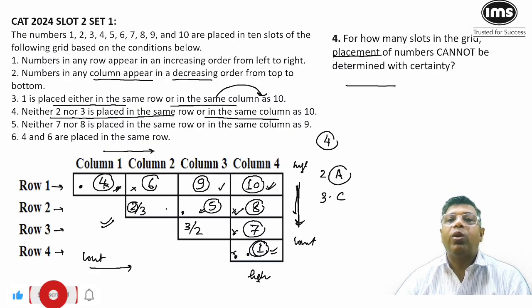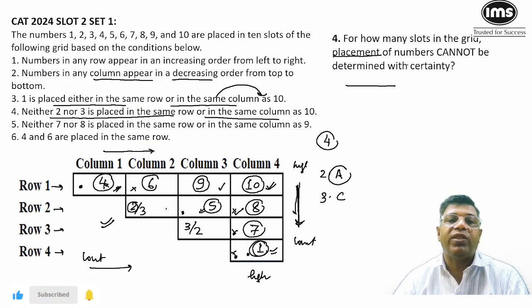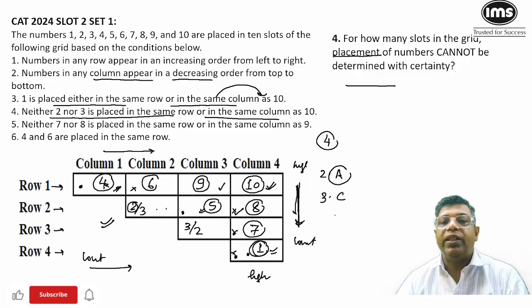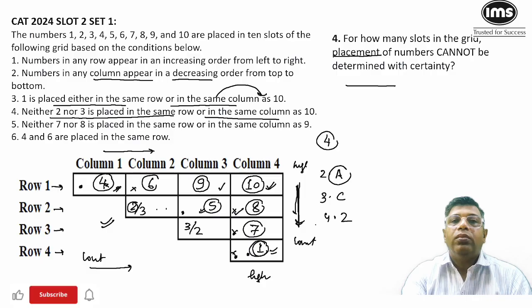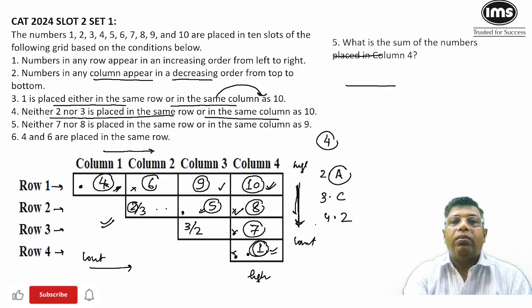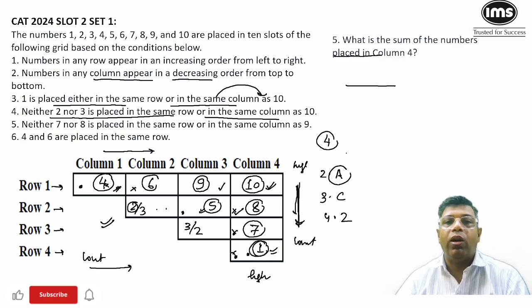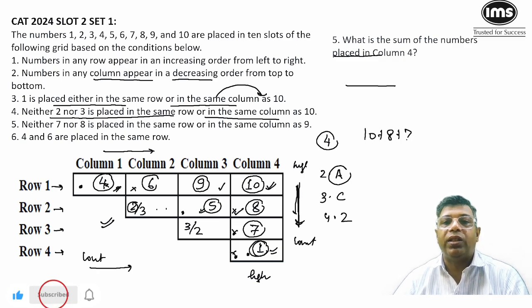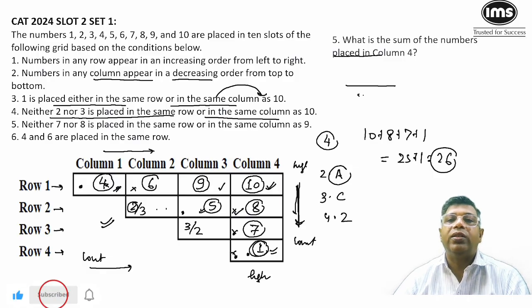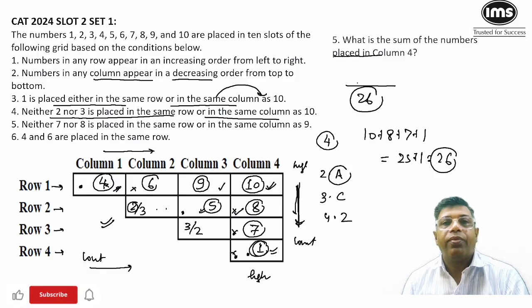Next question. For how many slots in the grid, placement of numbers cannot be determined with certainty? So there are 2 slots for which we are not able to determine the number with certainty. So for question number 4, the answer has to be 2. So this was the first set. And the last question of this set is, what is the sum of the numbers placed in column 4? Now column 4 is 10 plus 8 plus 7 plus 1. That is 25 plus 1 is 26. So the correct answer for this question is 26. That's it.